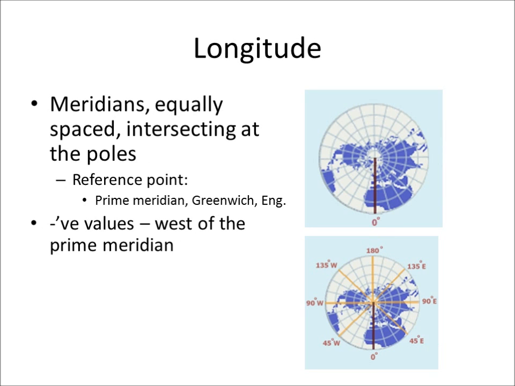Longitude also consists of circles, though they're no longer concentric, they're intersecting at the poles. They're called meridians, and they're equally spaced, and the reference point is the prime meridian, which is considered to be 0 degrees longitude, that passes through Greenwich, England. We have negative values west of the prime meridian and positive values east of the prime meridian. So when we talk about measurements of longitude in Nevada, we're always talking about negative values.